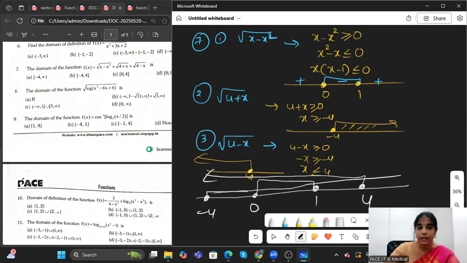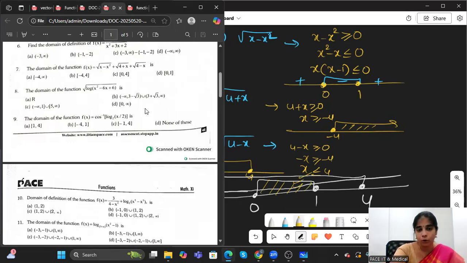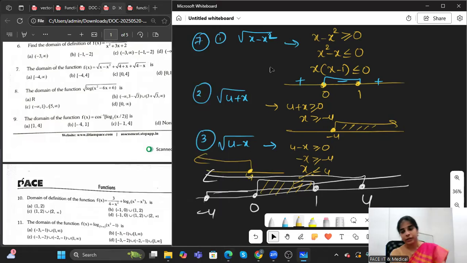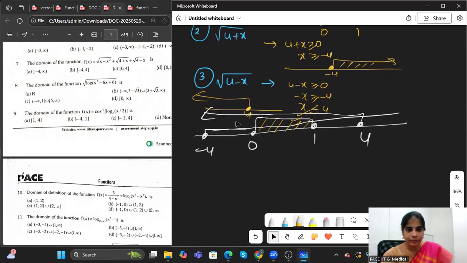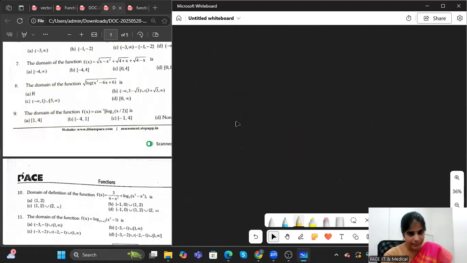So wherever I have 3 options matching, that will be my solution set, isn't it? So my 3 options are matching in this region only. 1, 2, 3. All my 3 options are matching in the region 0 to 1. Hence 0 to 1, option D, will be my final answer. See that you satisfy each and every condition carefully. Right? All their intersection will be my solution. Right, now going for the next question, that is question number 8.